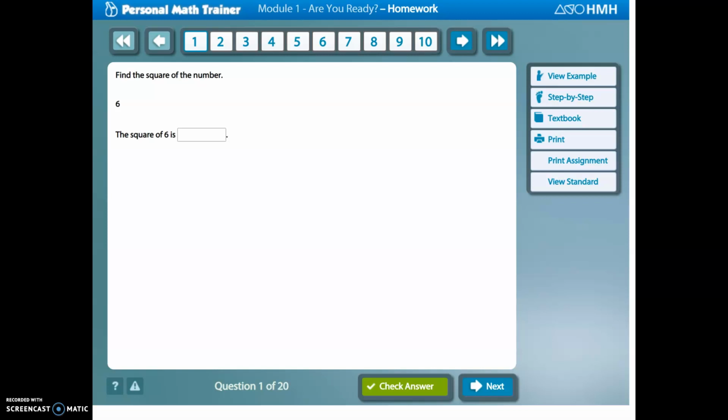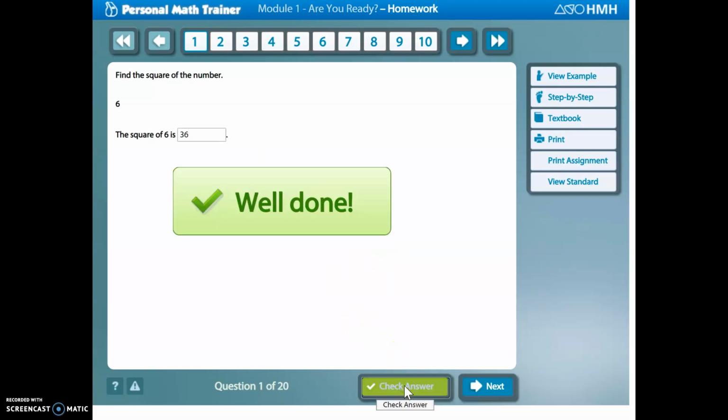So as you're looking at the screen right now, this is what question number 1, Module 1 looks like. The directions are exactly what we just went over. So when your directions said find the square of the number, the square of 6 is 36. You just go ahead and click on there and you can type in 36, and then you can check your answer and it'll say if you did it right or wrong.